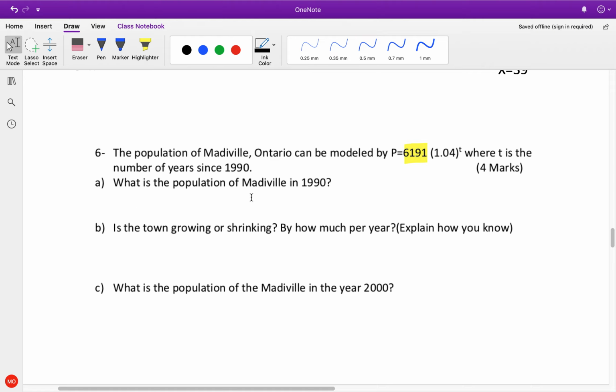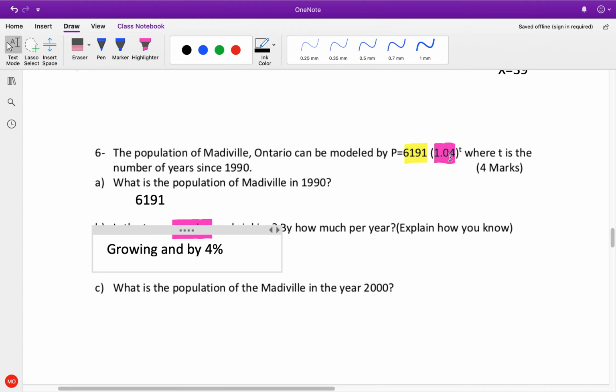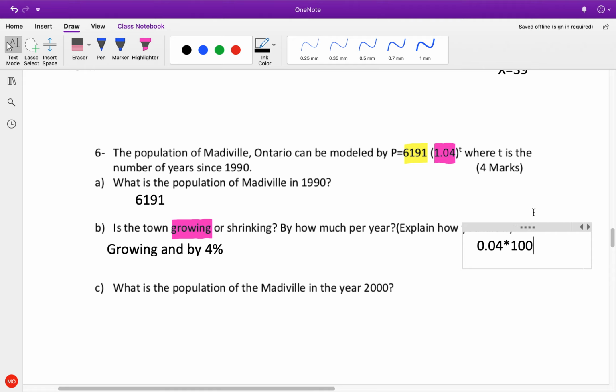So is it growing? Well, we know it's growing because this number is above 1, right? So let's write that down first. It's growing, and by 4%, because that's how much higher than 1 it is. 1's our base, then we take 0.04, and since we're going from decimal place to percent, we go 0.04 times 100 equals 4%.